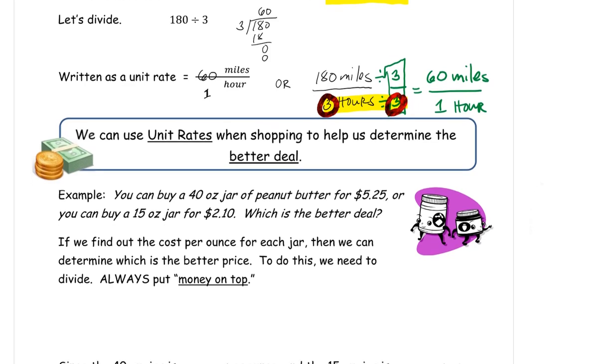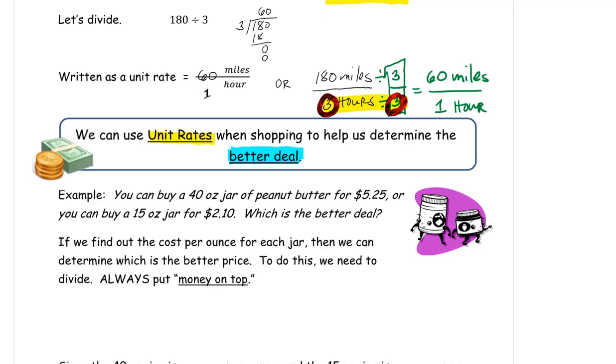So what is the importance of knowing the unit rates? Well, we can use unit rates when we go shopping, and this will help us determine the better deal. Okay, so to visualize this one, we're going to go over some examples here.